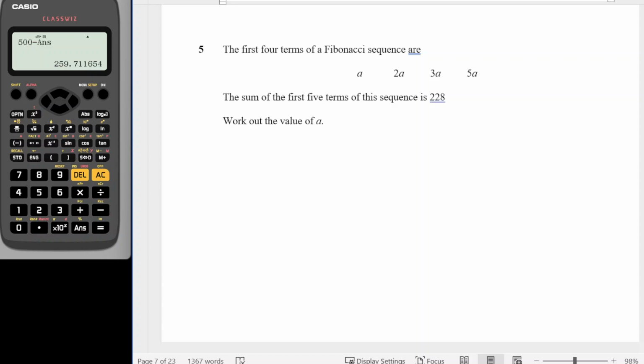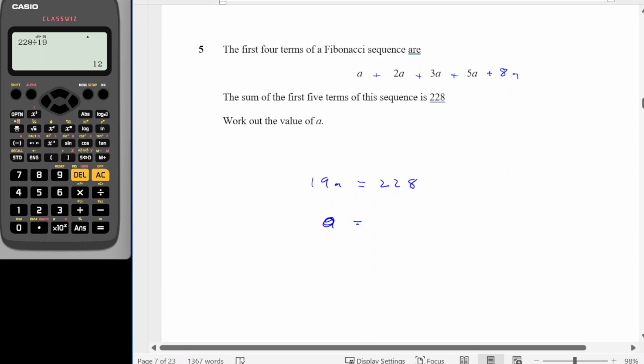Well, the next term in the sequence is going to be 8A. So if we add all those up, we're going to get 1, 3, 6, 11, 19. So 19A is going to be equal to 228. So A is going to be equal to 228 divided by 19, 12. So A, that should be an A, not a 9. A is going to be equal to 12.